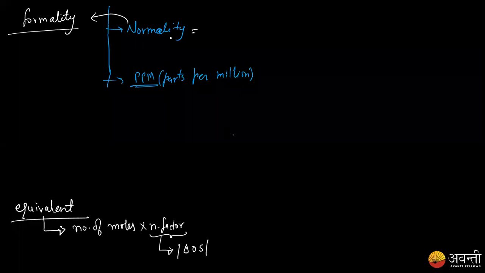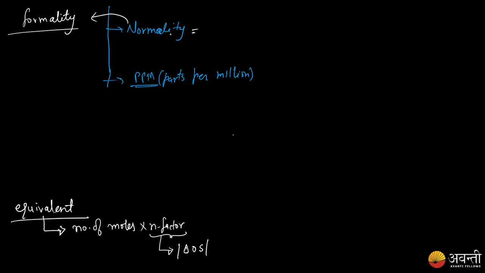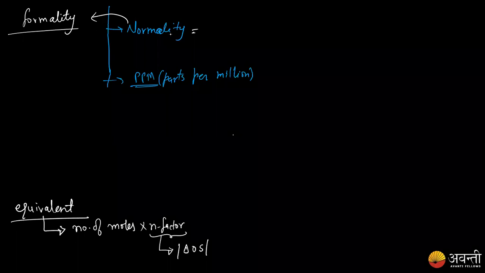And basically, why is normality being used? We already have molarity. And one more thing, normality is also temperature dependent. Normality is similar to molarity: number of moles times n factor. There is another term called n factor here. It's in one way complicating the molarity.